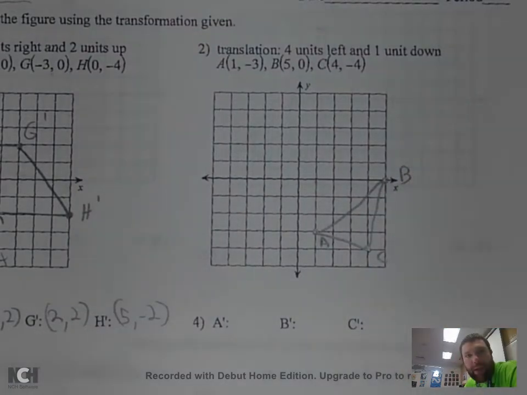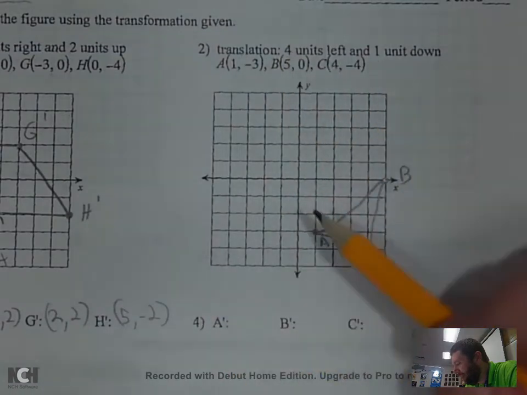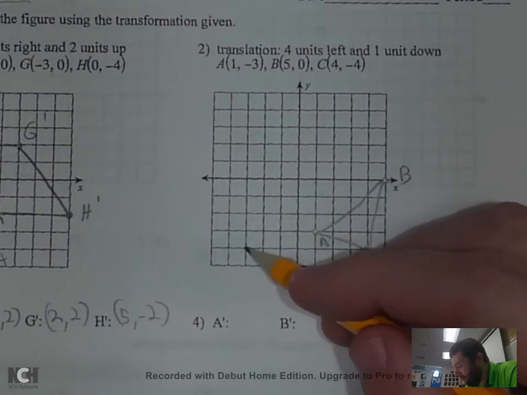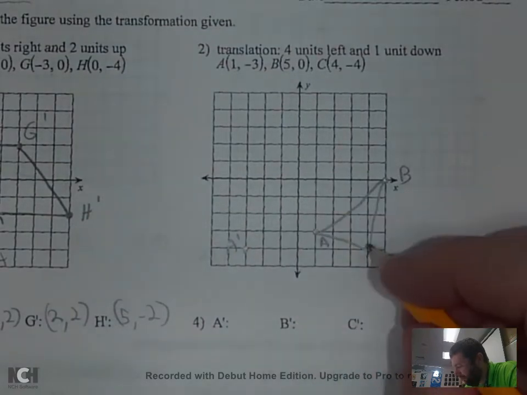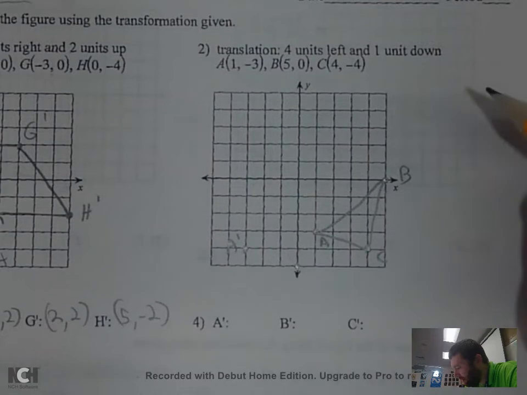Okay? And then to translate it, it wants me to go 4 units left and 1 unit down. So from each of these points, I would go 4 to the left, so 1, 2, 3, 4, and 1 unit down. There's A prime. C, 4 to the left, 1 unit down. There's C prime.